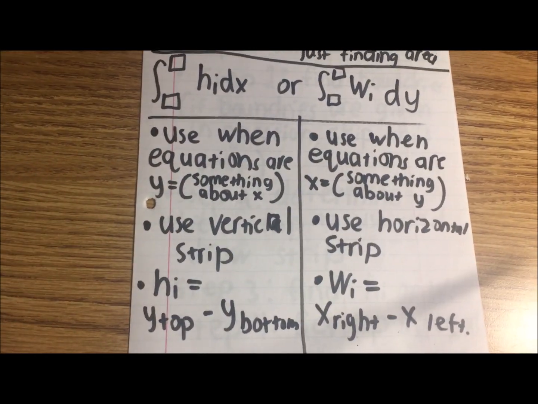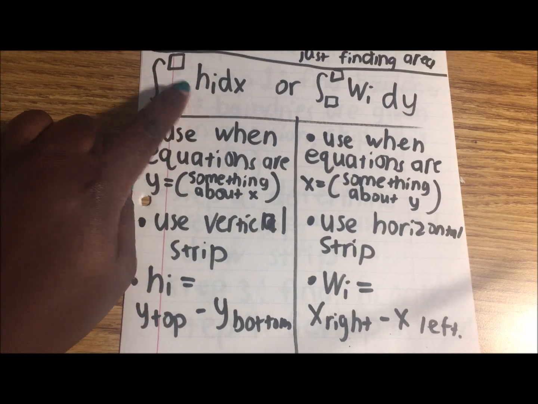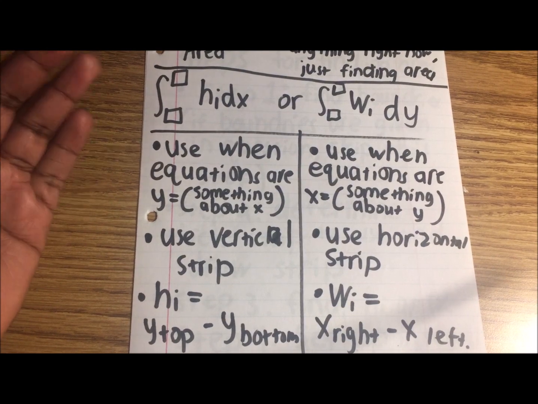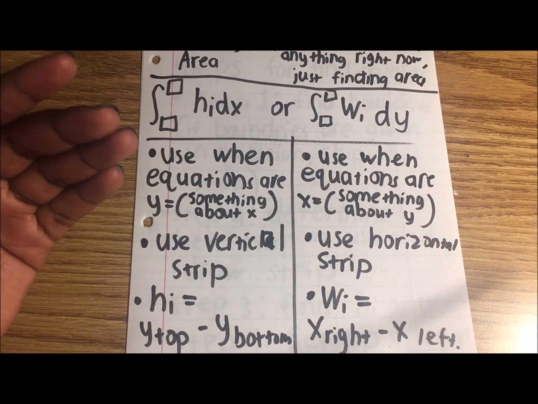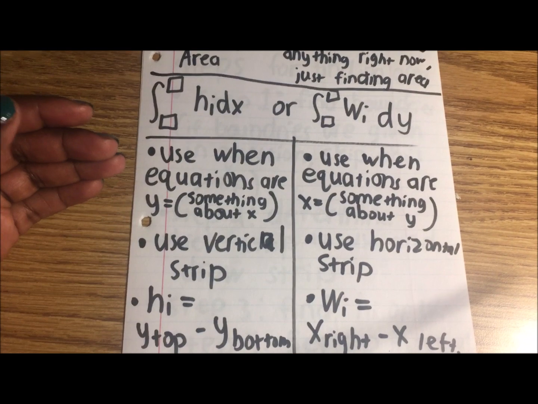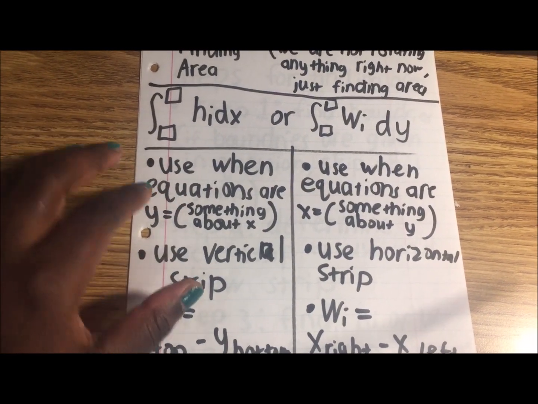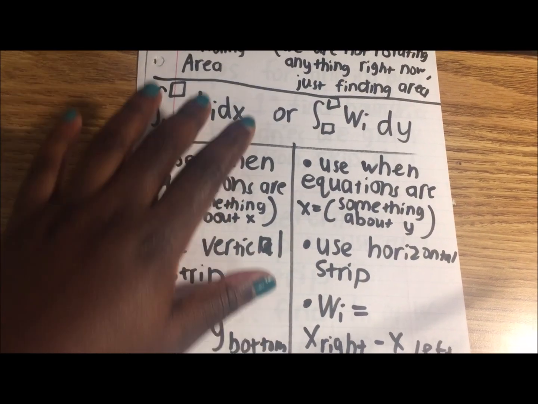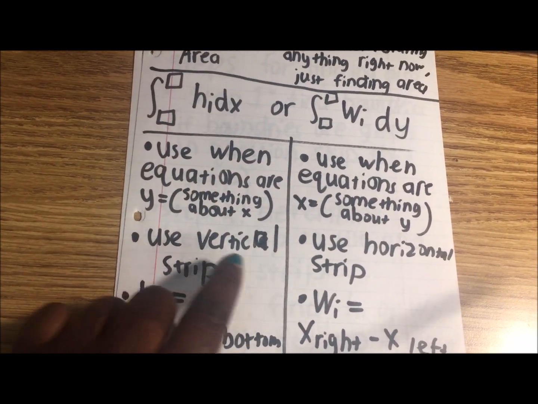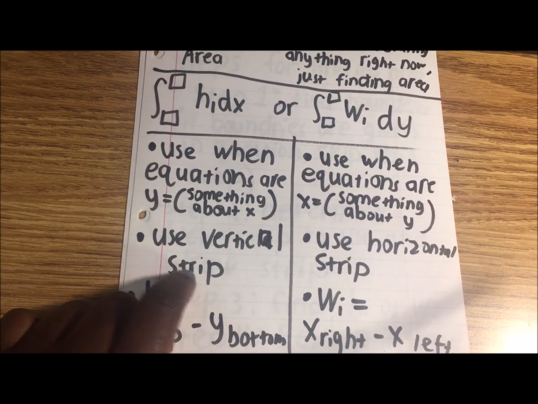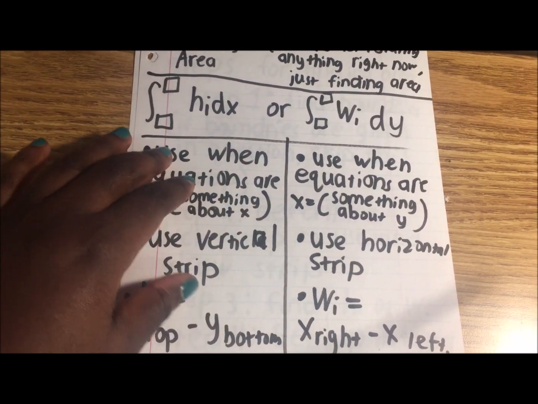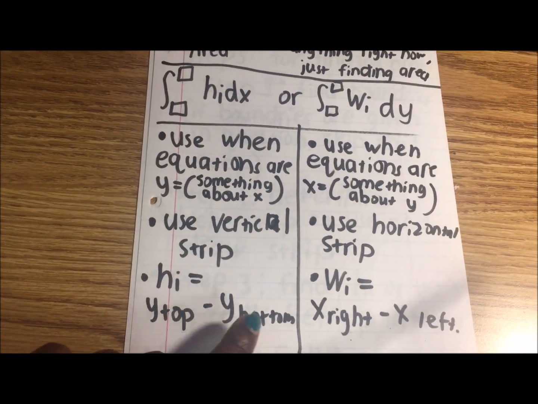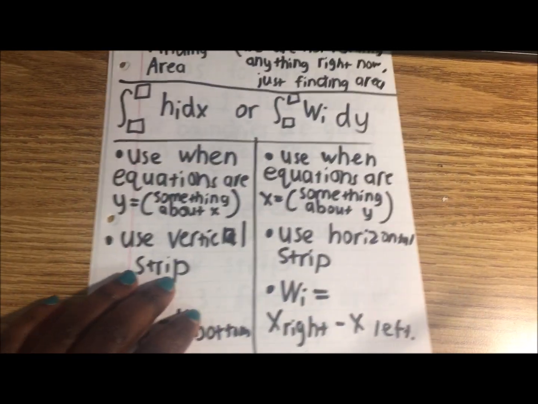So let's take a look at HIDX. You use HIDX when the equation is y equals something about x. So for example, if the question said find the area between y equals x squared plus 3 and y equals 2x plus something, it's y equals and then there's an equation that includes x in it. That's when you use HI. And this is also when you use the vertical strip. And in order to compute HI, you do y top minus y bottom. I'll explain what this means in a second.